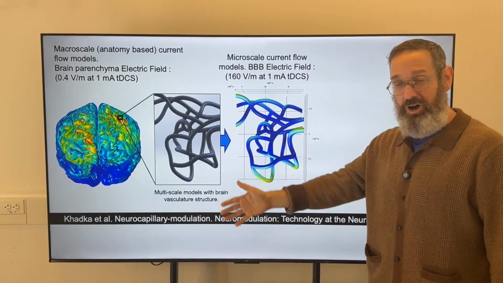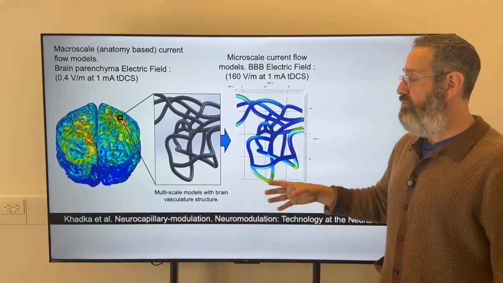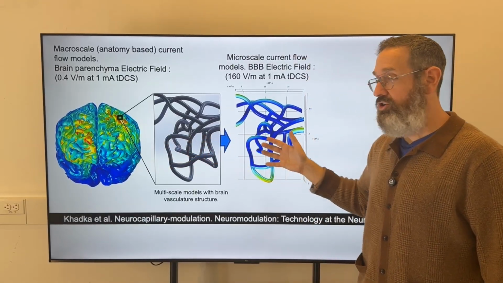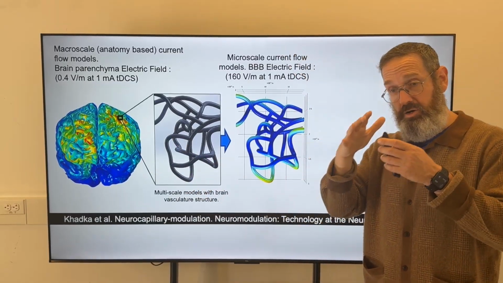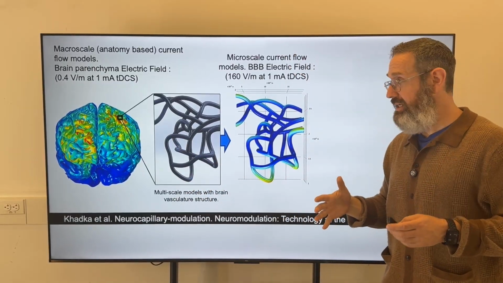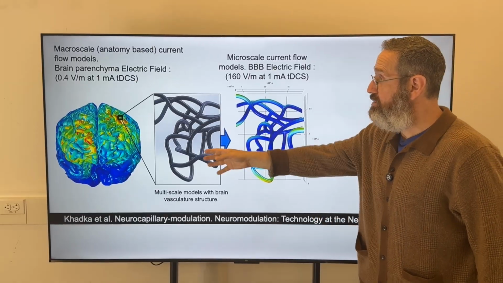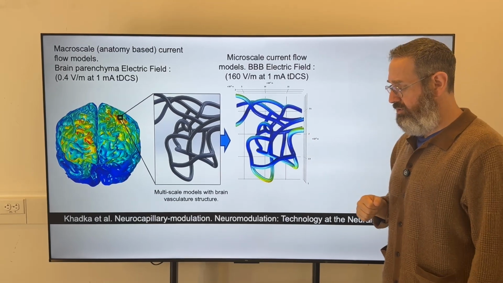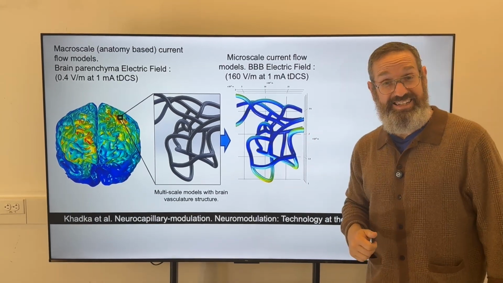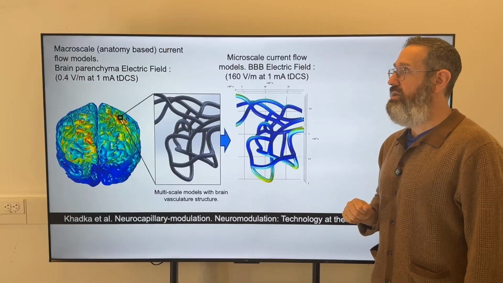And as with all computational models, we had to start with a representation of the relevant structure. In this case, we modeled not just the entire macroscopic brain, but also microscopic blood vessels. The technology I'm going to be focusing on here is, once again, tDCS, though I'm going to be showing you this applies for any case.